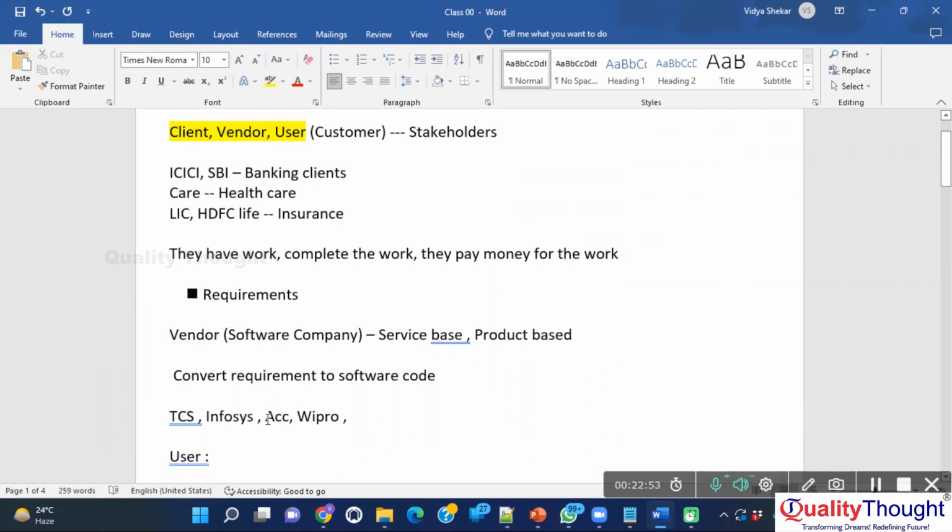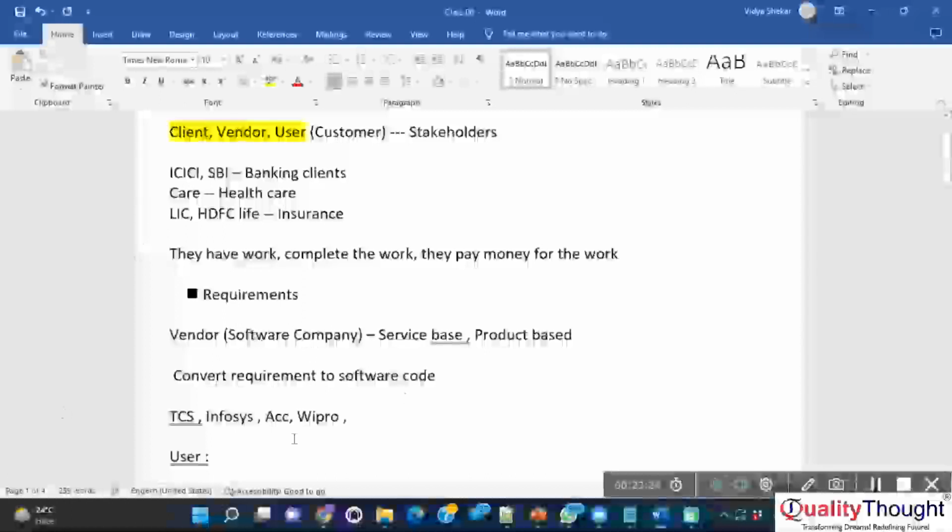For example, ICICI Bank is there. They want to reduce their staff and make more operations online. Earlier, we used to go to the bank to withdraw or deposit money, right? Now the same thing can be done with an ATM. You can withdraw money, and we can also deposit money. You can do check deposit, right? So they have a requirement, they have a problem, and if you are providing a solution to that problem, you are called a vendor.